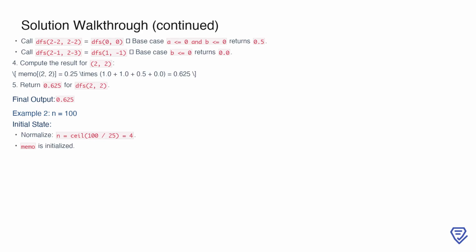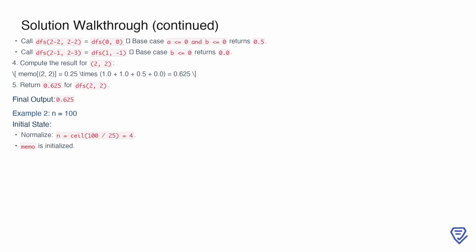Once we have the results for all 4 serving options, we compute the probability for the state 2, 2. This is done by adding up the results, weighted equally by 0.25 for each option, as each operation is equally likely. Specifically, we calculate 0.25 times the sum of the results, 1.0, 1.0, 0.5, and 0.0, which gives us a total probability of 0.625. This value is stored in the memo dictionary for future reference, ensuring that if we encounter the state 2, 2 again, we can reuse the result without recomputing it.